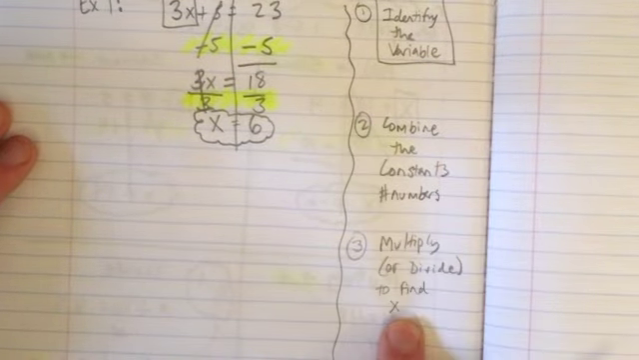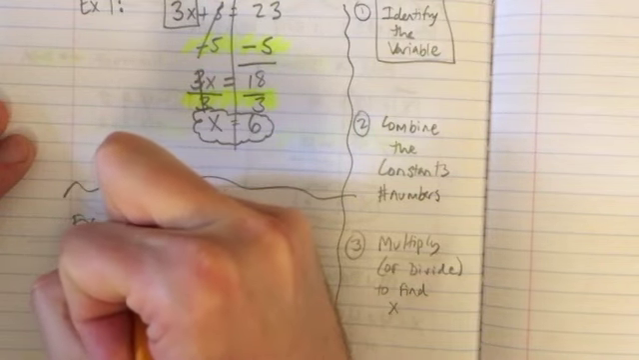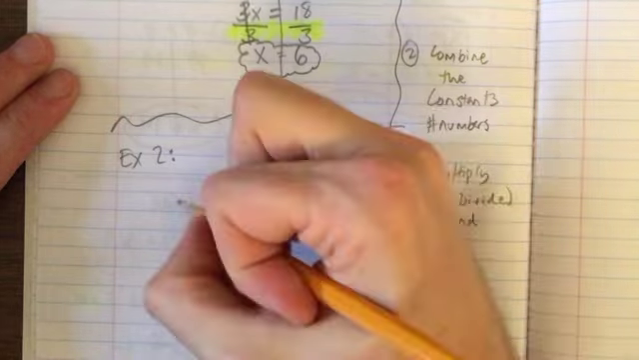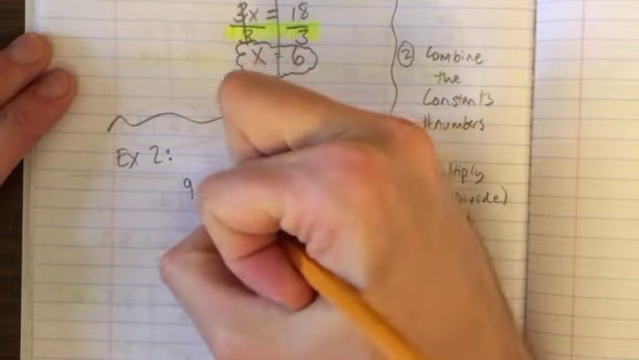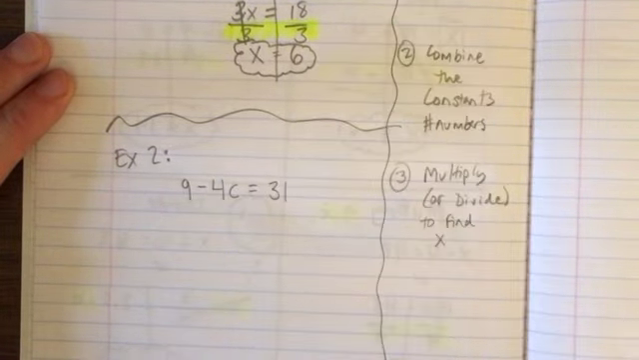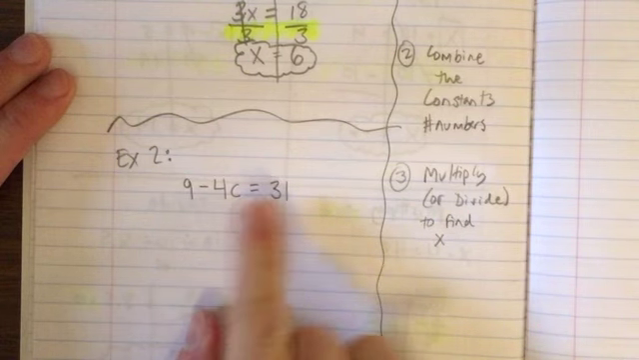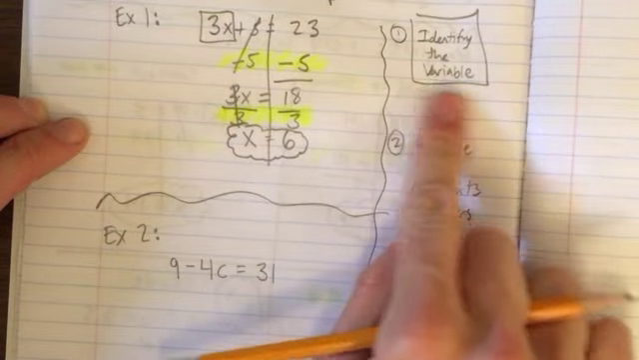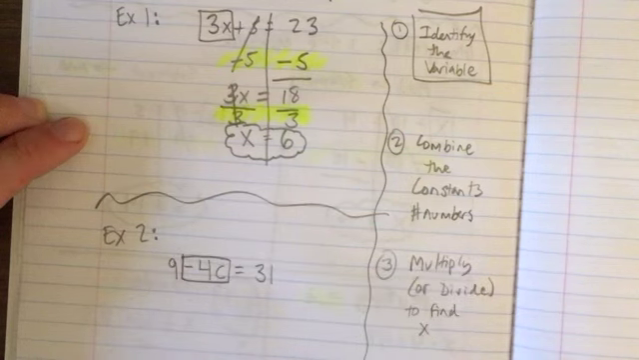So maybe we should change that up. So here's our steps. Let's see if we can do it one more time. Example number 2 for two-step equations. Let's say we have 9 minus, and we'll just be funky, 4c. So we're going to solve for c. Makes 31. Okay, so 9 take away 4c makes 31. Right? Step 1 is to identify the variable that we're solving for. And so what I'm going to do is box that whole thing.